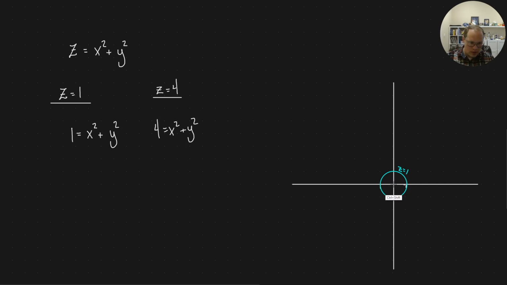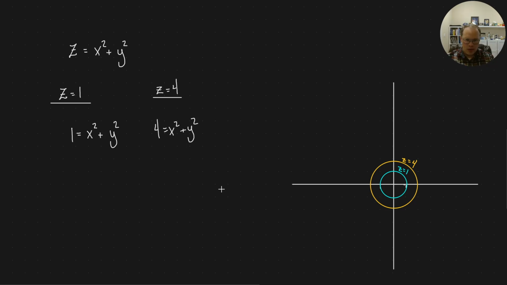So if I draw that out, that's a circle of radius 2. I just have to remember that's not z equals 2, that's z equals 4. So I start at z equals 1, little circle right here, and then at z equals 4, the radius has just gotten 1 bigger. So I had to go all the way up to z equals 4 to just increase my radius by 1 unit.